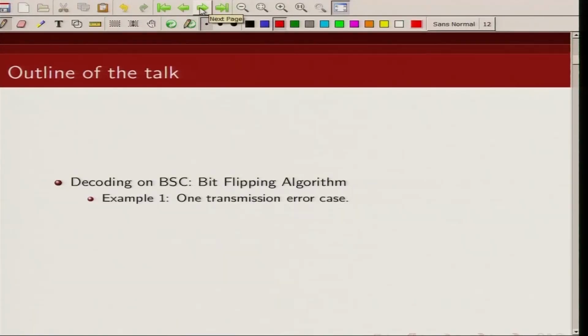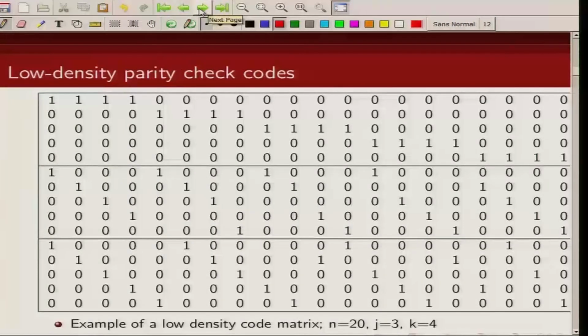So, we will consider two cases today. First, where only one error has happened, and second, where two errors have happened. And we will show how we can correct these errors using LDPC codes. So, recall this is an example of a low density parity check code of block length 20, the column weight is 3 and row weight is 4.